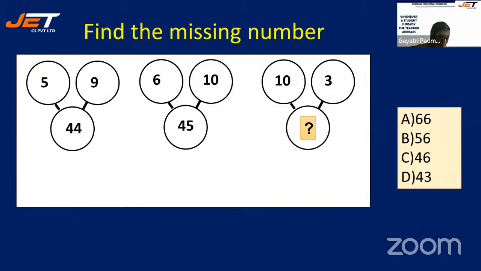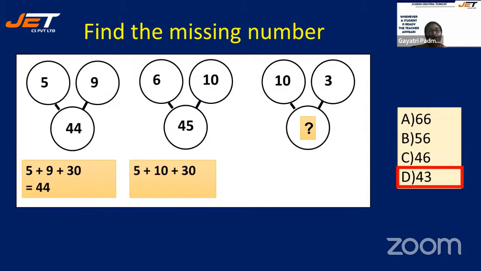Yes. See the next sum. We have 5, 9, 44. 6, 10, 45. 10, 3, dash. So let's add 5 plus 9. Let's see the key. You're adding 5 plus 9. You're getting 14. What number if you add, you're getting 44? So 14 plus 30 will give you 44. Similarly, what do you add?